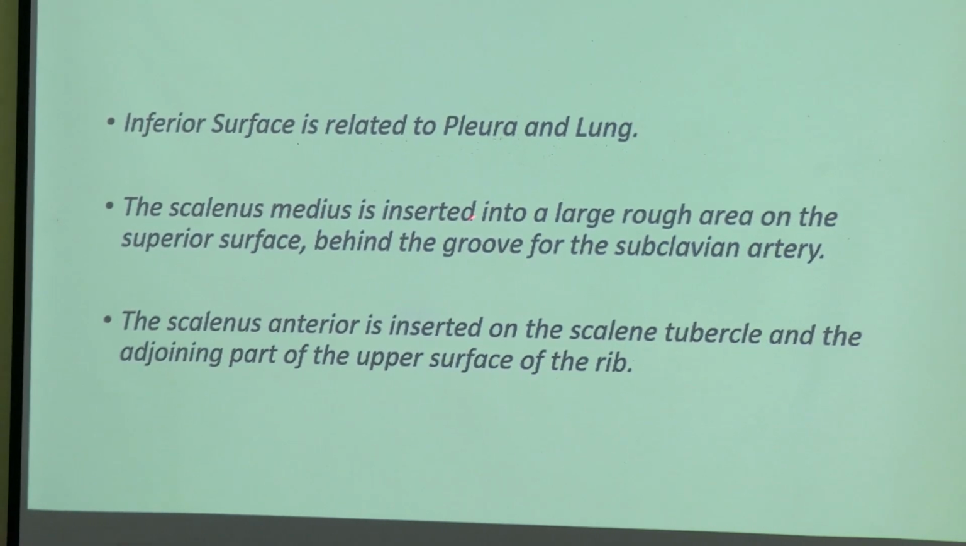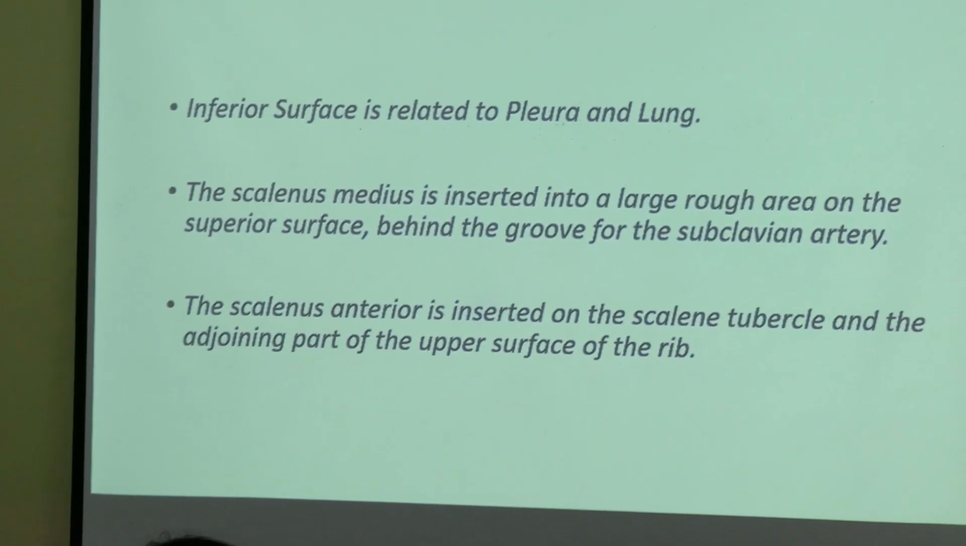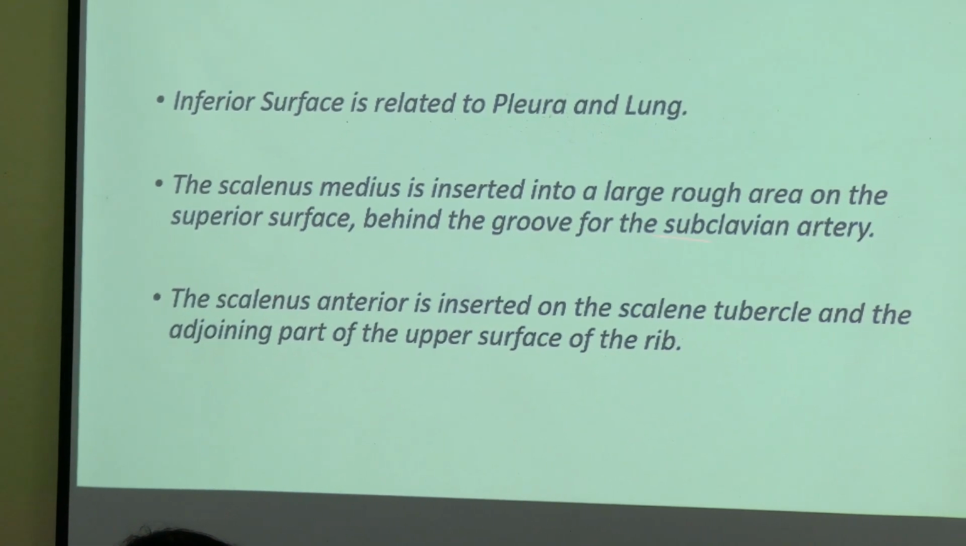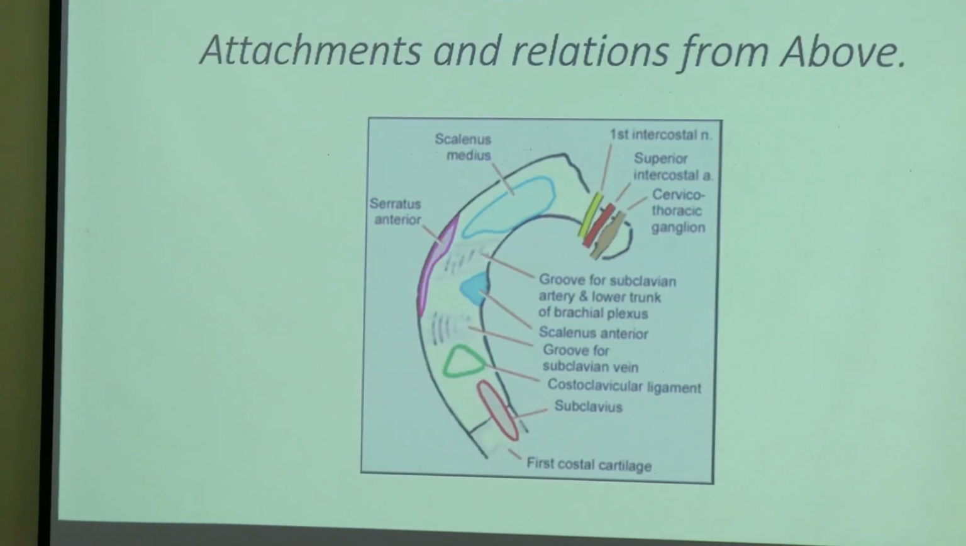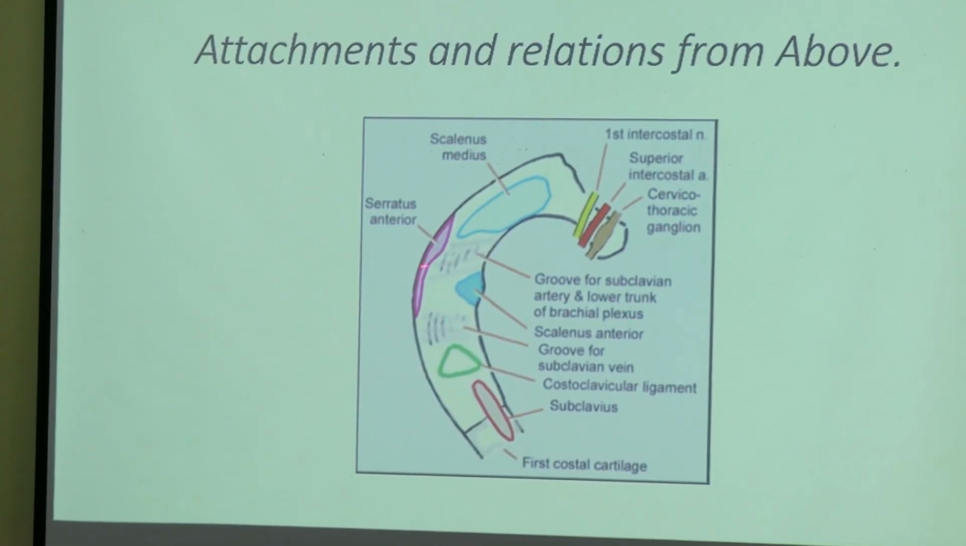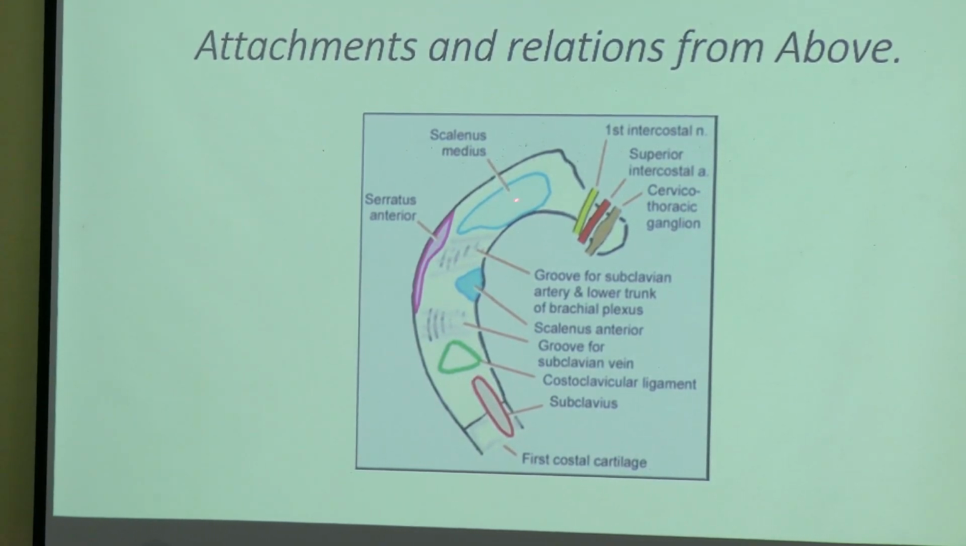The scalenus medius is inserted into a large rough area on the superior surface. Which would be the superior surface? The rough surface, right? Behind the groove for the subclavian artery. So this one is the subclavian artery. This one is a groove for the subclavian artery. Behind that groove, which muscle is inserted?